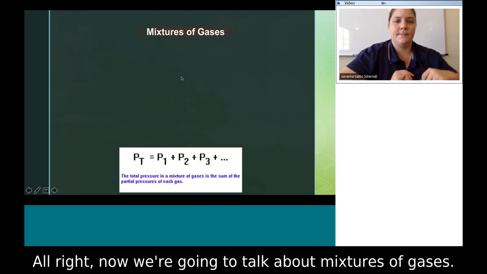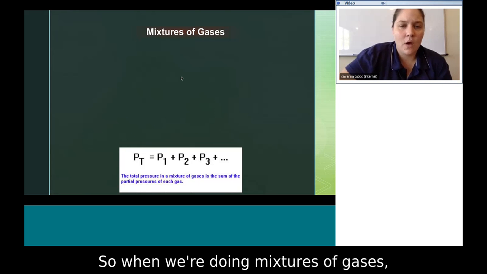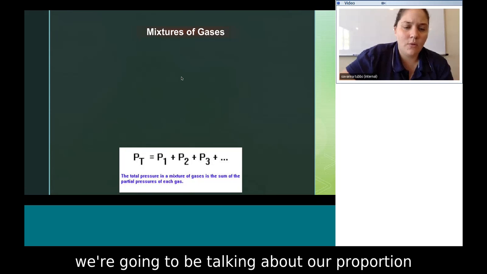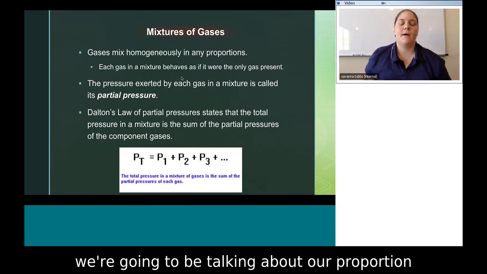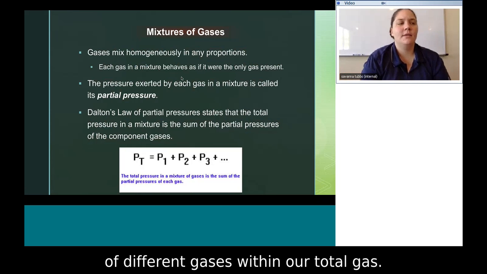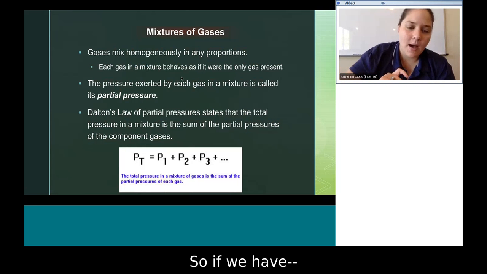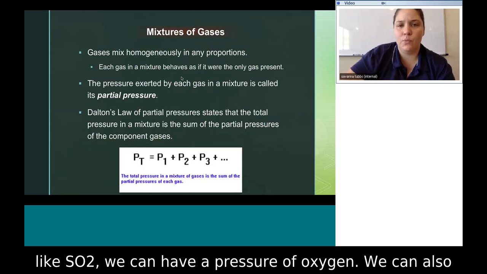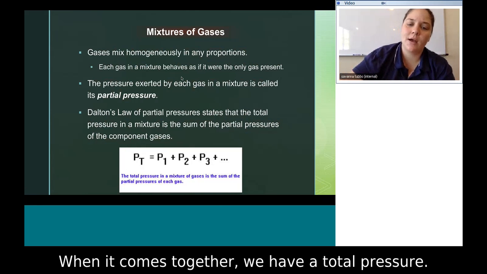All right, now we're going to talk about mixtures of gases. So when we're doing mixtures of gases, we're going to be talking about our proportion of different gases within our total gas. So if we have like SO2, we can have a pressure of oxygen. We can also have a pressure of the sulfur. When it comes together, we have a total pressure.